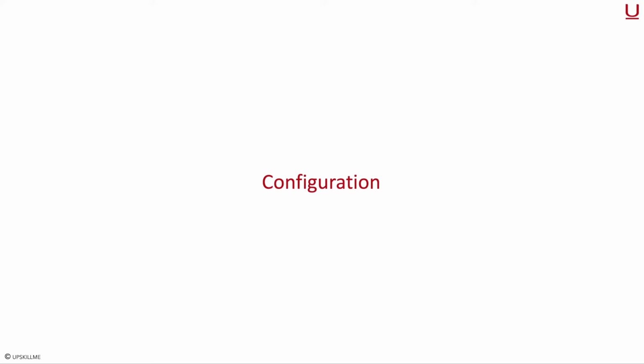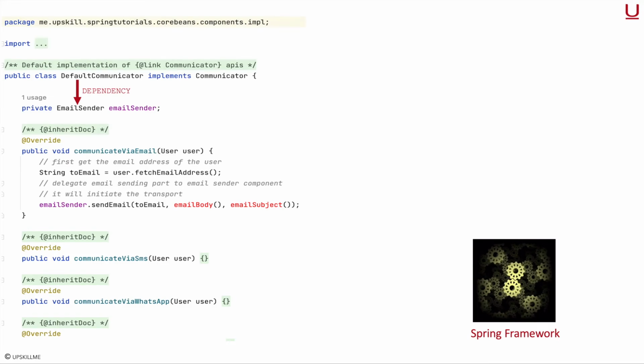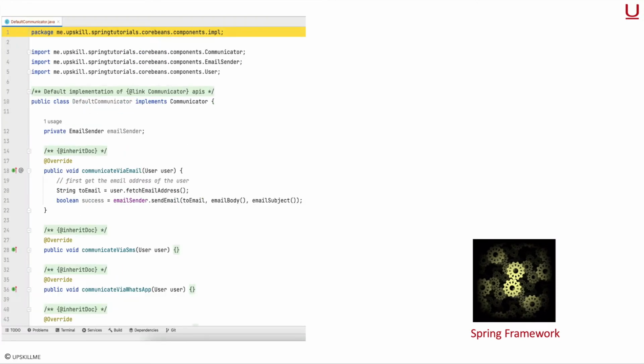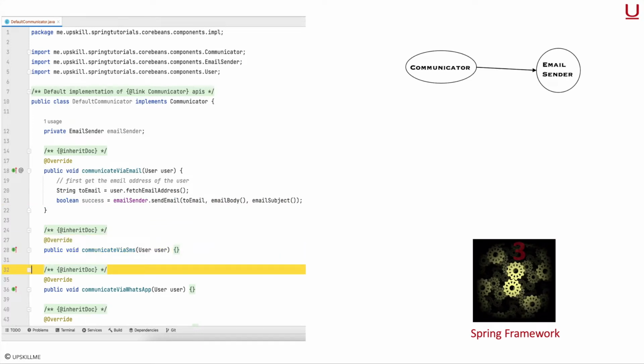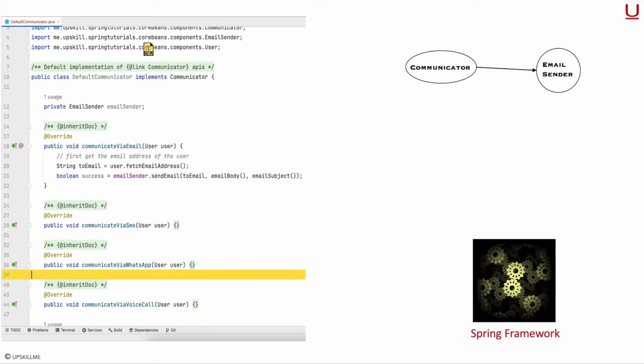First, let us understand configuration. In this example, the default communicator class needs access to the email sender object. Spring acts as an external system which reads class definitions, figures out the interdependencies between beans, constructs the dependency graph, instantiates objects, and injects those objects into collaborative beans.